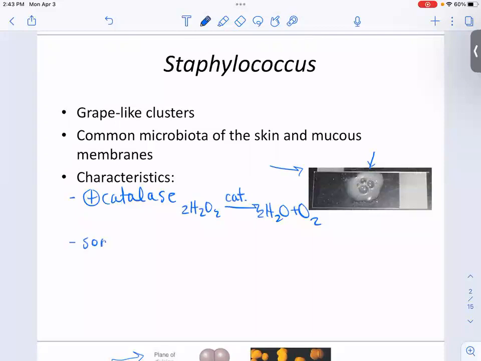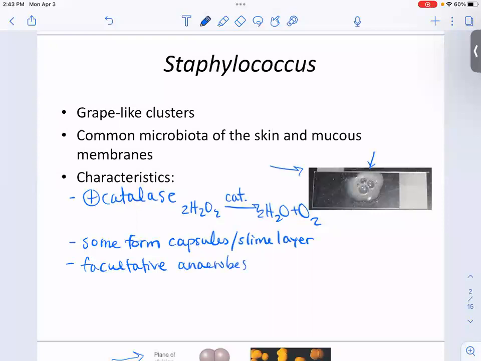Some form capsules, or some kind of capsule, maybe a slime layer, a less rigid capsule. They are facultative anaerobes, so flexible in their metabolism, and they are known for being salt tolerant. An organism that lives on your skin lives in a sweaty place, and sweat is very high in salt. They're not halophiles; they don't grow best in high salt, but they tolerate it a lot better than other organisms, and they're generally a little more environmentally tough. So they tolerate temperature swings, for example, or pH swings much better than the Streptococcus. Anyway, streps are kind of wimpy.